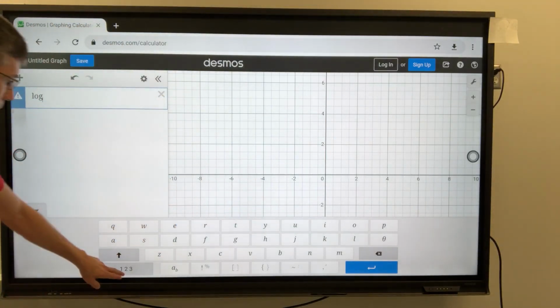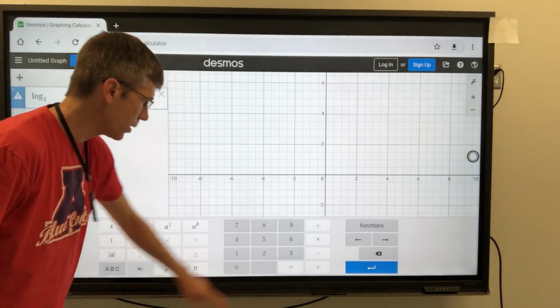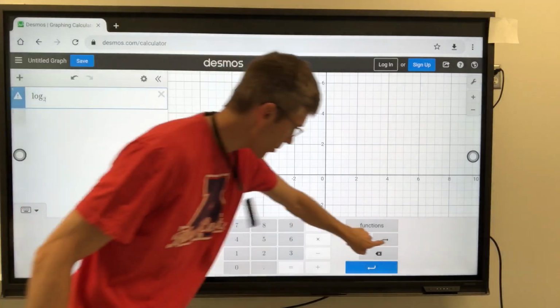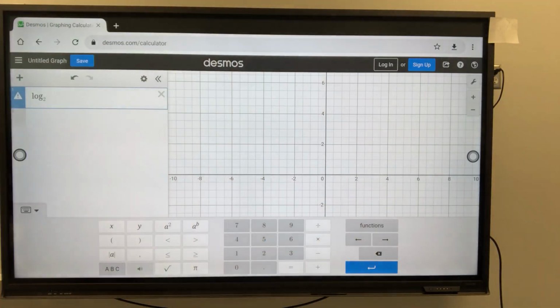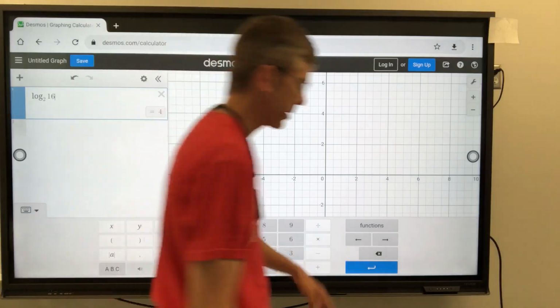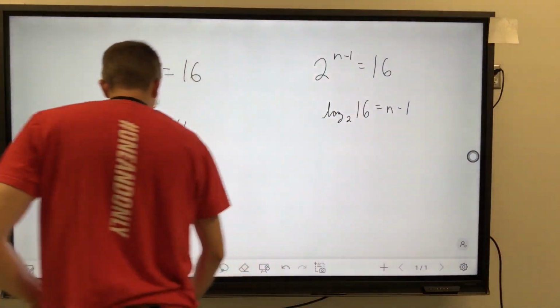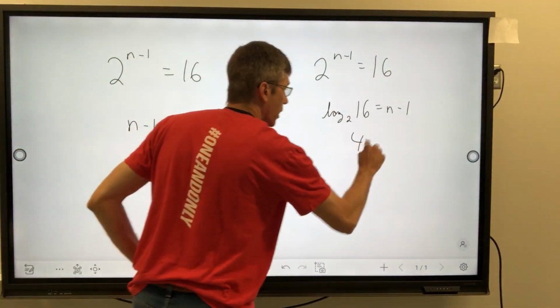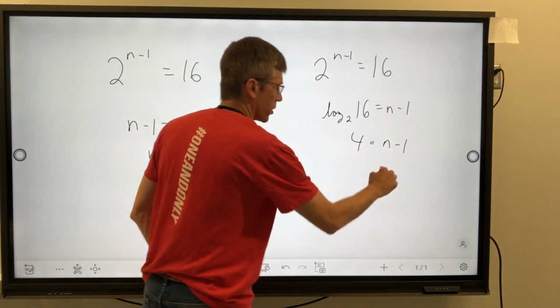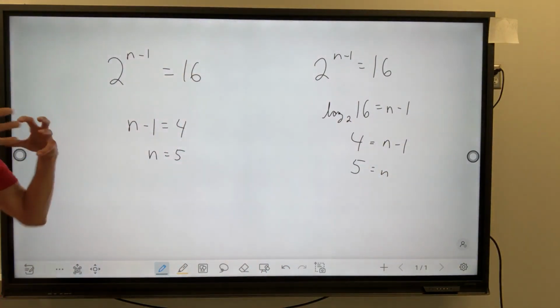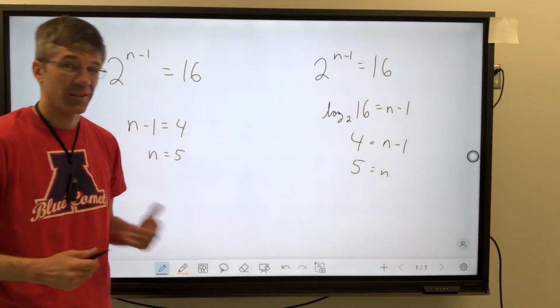And so I have log base 2 of, well, I'm still in the base. I need to get out of the base. Let's press the right arrow key on your keyboard, and log base 2 of 16. And that sure enough does give me 4. So now that I know it's 4, which of course we already knew, I can go back to the whiteboard and put 4 right here equals n minus 1. We add 1 to both sides, and n equals 5. So that one was really basic, but I wanted to show you 2 different ways because not all of them are going to be that basic.